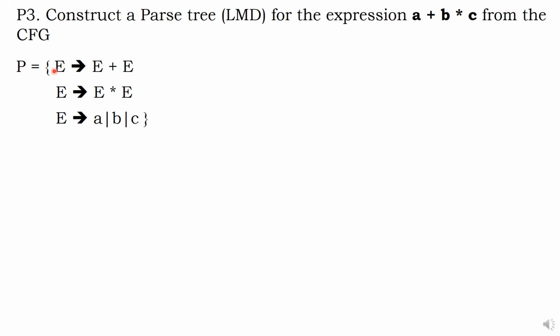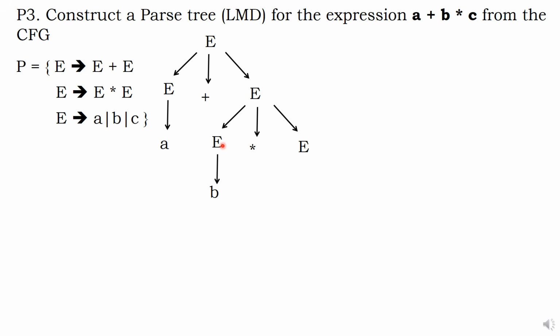I will start parse tree directly. Start from root E. I am going to prefer LMD, so I am going to prefer E plus E also I can prefer. Then LMD means this E, so which means I need A. Replace E by A. Then this E I should replace by E star E. Then this E I should replace by B. Then this E I should replace by C. Ready. The answer is ready. LMD.